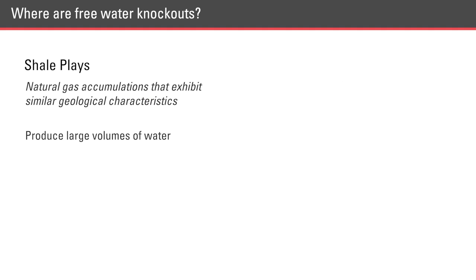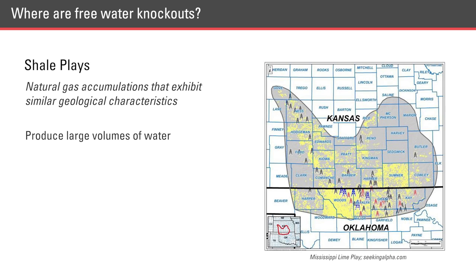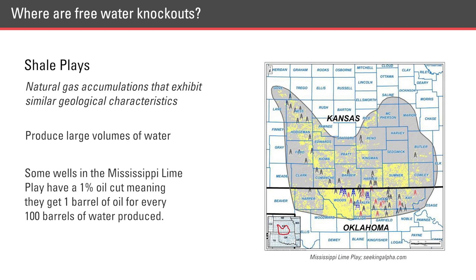Shale plays produce large volumes of water. The Mississippi Lime play is an example of a high-volume water producer. Some wells in the area can have a 1% oil cut, meaning they get 1 barrel of oil for every 100 barrels of water produced.